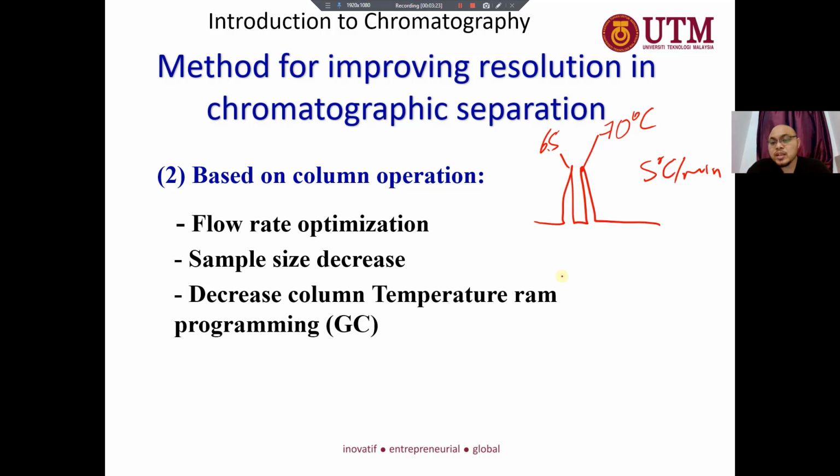It means that every minute it will increase 5 degrees for the oven programming. If you want to improve the separation, you need to reduce the temperature ramp of the oven programming. You need to reduce it, for example, to 2 C per minute to achieve a better separation.